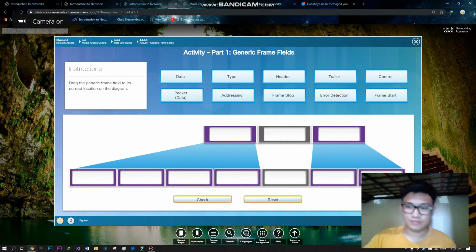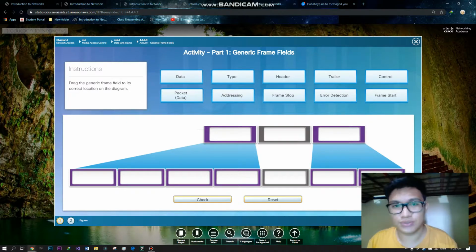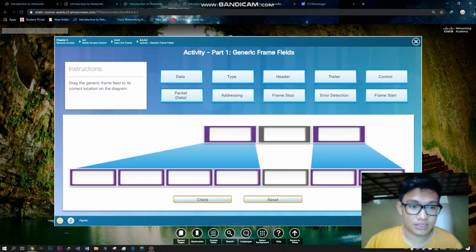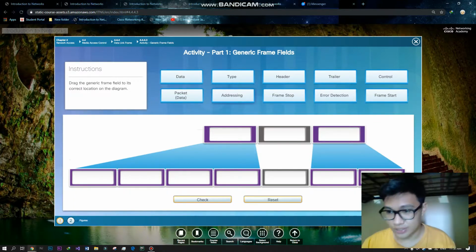So hello guys, we're at the last part of the video. I think this is the last one. Yes, this is the last one. Activity for chapter 4, and it has two parts, which are figure 1 and figure 2. So let's start with figure 1. Instructions: drag the generic frame field to its correct location in the diagram. So excuse me for lacking in explanation for this one, but I will do my best to address the corresponding explanation for every tile that is moved.